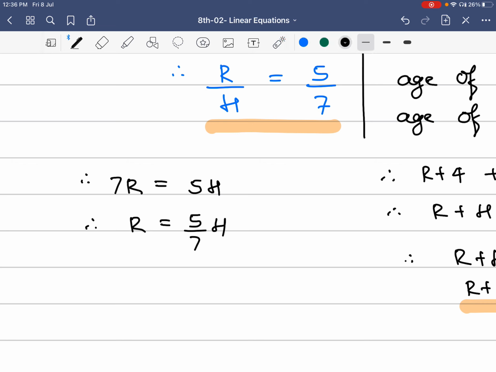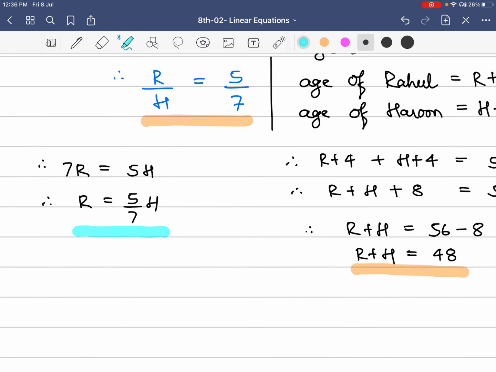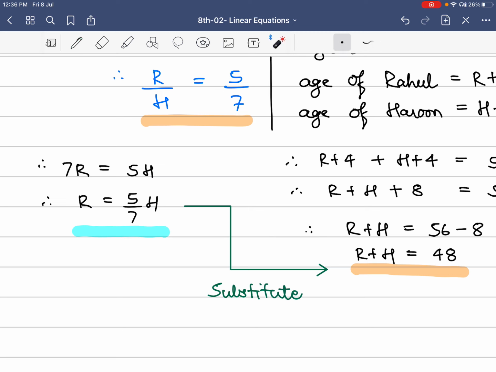Now this important relationship, R is equal to 5 by 7H, I am going to use and substitute in this equation. I am going to bring it here and substitute. So R is equal to 5 by 7H.